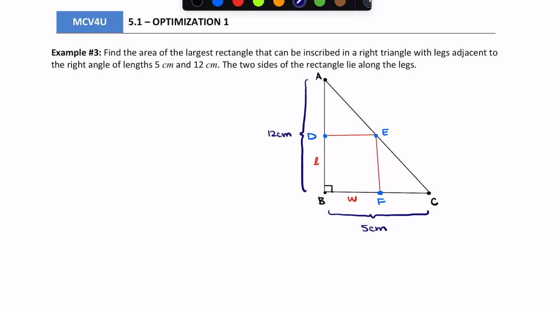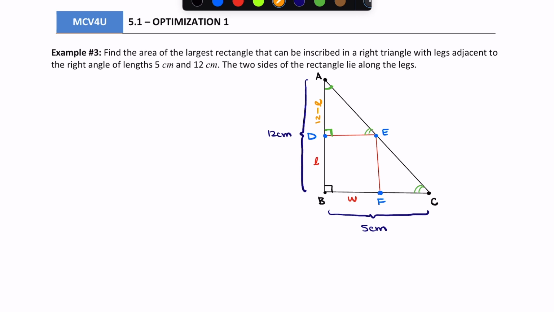Here we know that the angle C and the angle E will be the same. Here it creates a 90-degree angle triangle as well. And this is another angle, an angle A. Here we can see that from D to A, the length there is going to be 12 minus L.